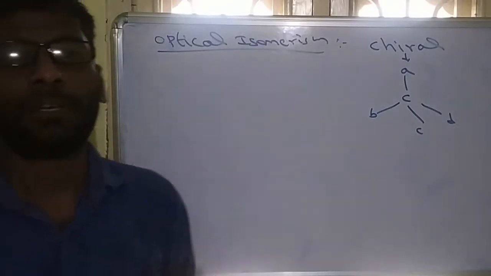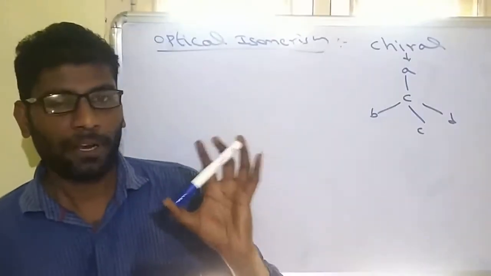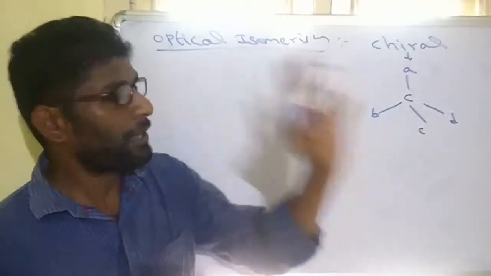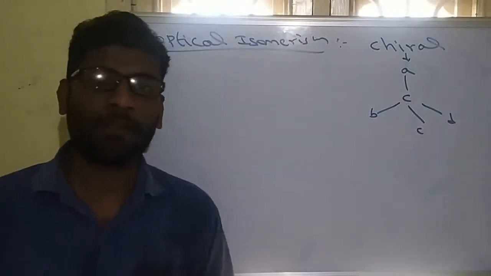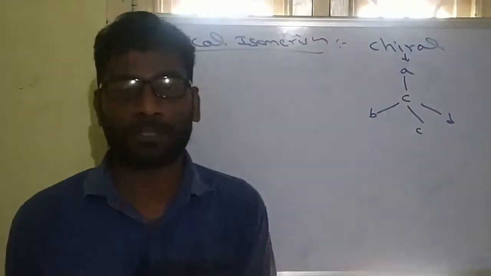Hi everyone. In the last class we completed isomerism. Only optical isomerism is remaining; all the rest we completed. Optical isomerism is shown by chiral compounds.